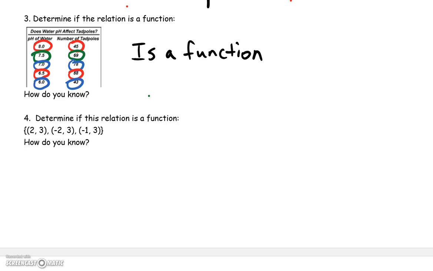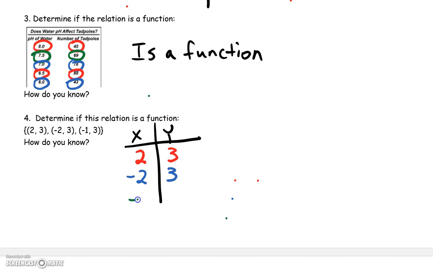Question number 4 asks the same, is this a function or not? And again, I like to organize things into a table because I feel like that helps me keep my thoughts organized. Our first input is 2, and for an input of 2, we get an output of 3. Our second input is negative 2, and for negative 2, we get an output of 3. And finally, for an input of negative 1, we get an output of 3.